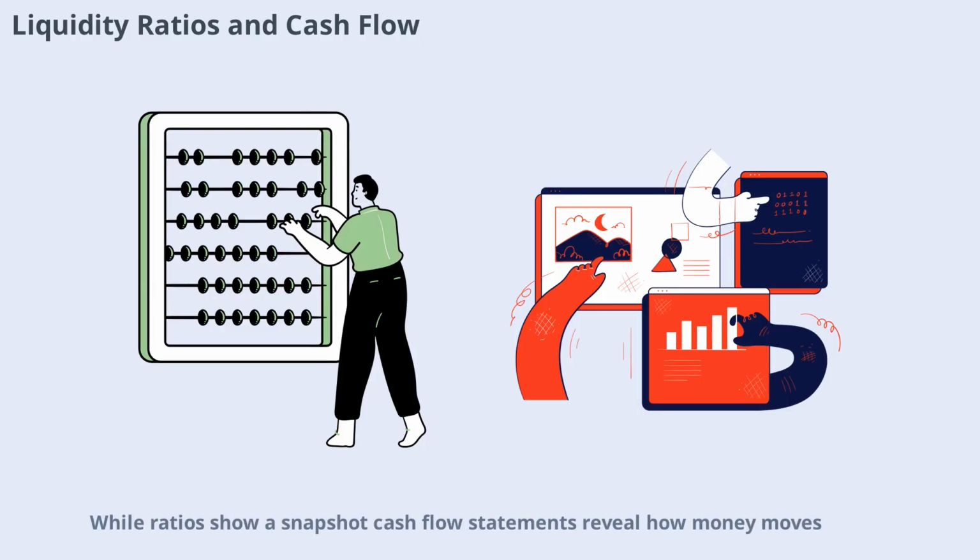Liquidity ratios and cash flow statements go hand in hand. While ratios show a snapshot, cash flow statements reveal how money moves in and out of the business over time. A company might have a strong current ratio but weak cash flow if receivables aren't collected promptly.